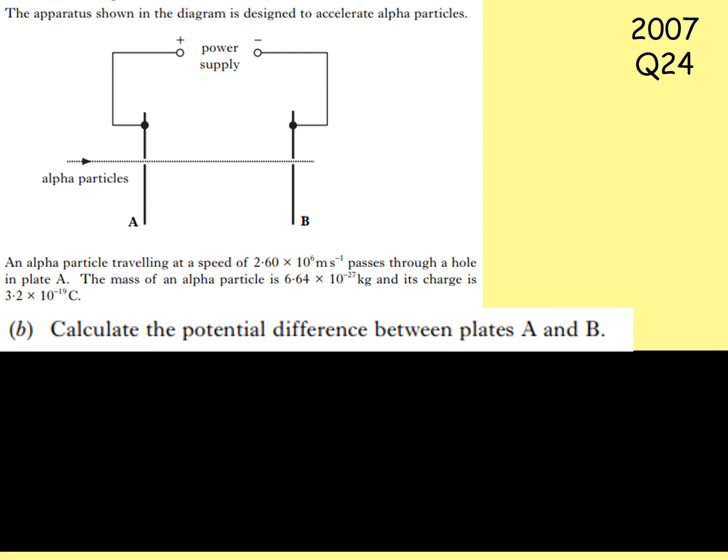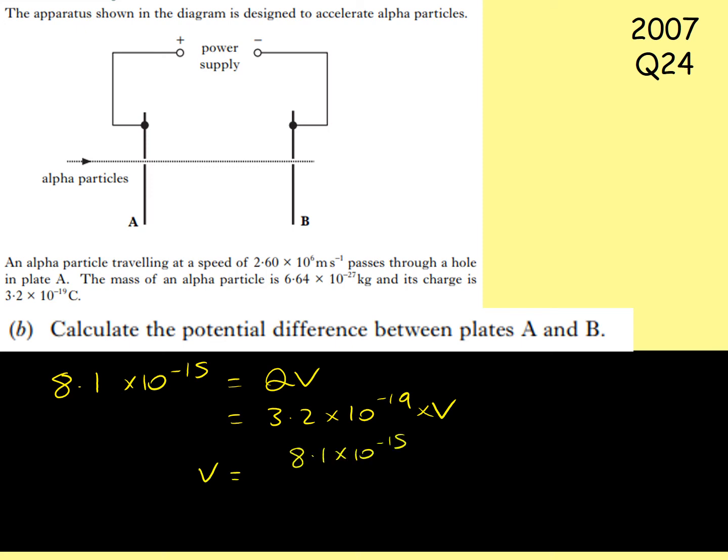In part B, we're asked to calculate the potential difference between plate A and plate B. Well, we know that the kinetic energy gained is equal to 8.1 times 10 to the negative 15 joules, and that's the same as the work done. And work done is equivalent to QV. So 8.1 times 10 to the negative 15 is equal to our charge given in the question as 3.2 times 10 to the negative 19 multiplied by our value of the potential, V. So V is going to be equal to 8.1 times 10 to the negative 15 divided by 3.2 times 10 to the negative 19, which is equal to 2.5 times 10 to the 4 volts.